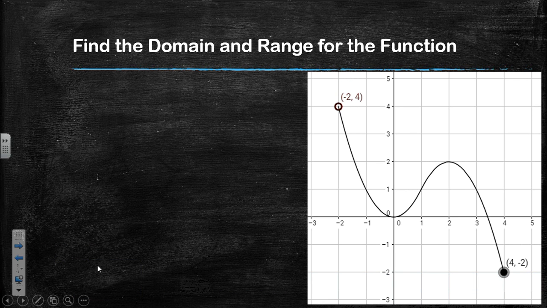Okay, so we're asked to find the domain and range of this function, right? What are domain and range? What values can x be? What values can y be? In this particular function, it starts here, does a loop-to-loop, and we want to know what values can x be in this function and what values of y can we have.